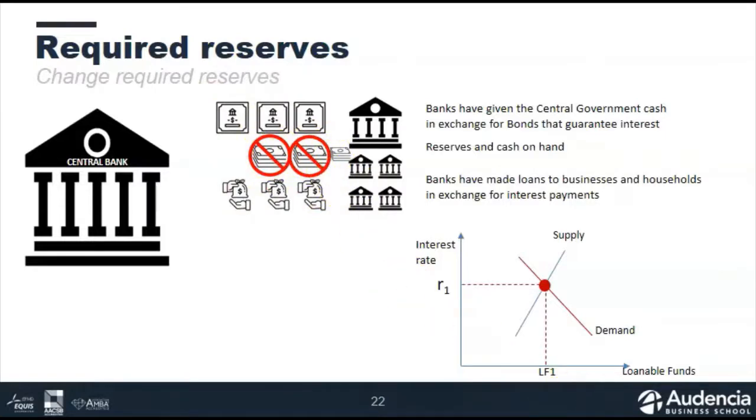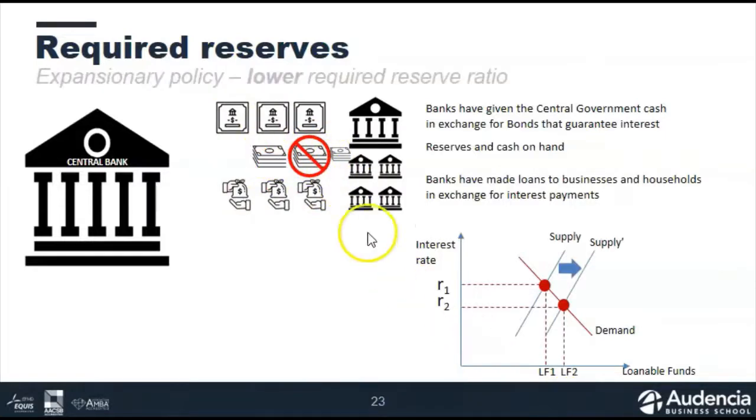Now let's look at expansionary policy. If the central bank says you do not need to keep as many reserves, you can have fewer reserves on hand, then this money here becomes available to be loaned out. And as this money becomes available to be loaned out, the supply of money increases, the amount of money that can be loaned, and interest rates drop. And again, as interest rates drop, investment increases, people borrow money to consume, and this increases demand.